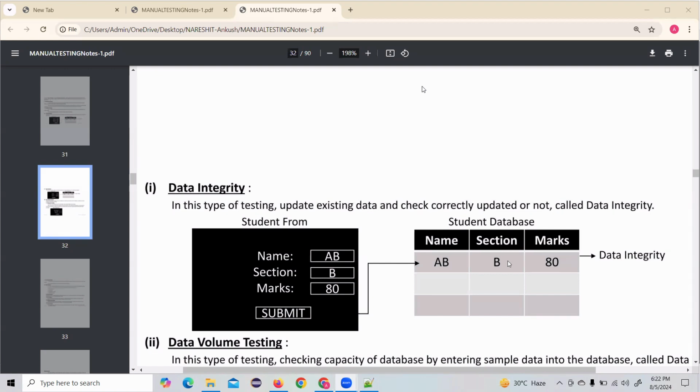Understanding? Here earlier 90 was there. Here earlier A was there. So what we are doing here is updating existing data and checking whether it is updated properly or not. That we can do under integrity. Integrity means joining. So whatever data we are updating, that data will get joined with that particular database. Okay. So copy this. Even draw the diagrams, then you will understand.